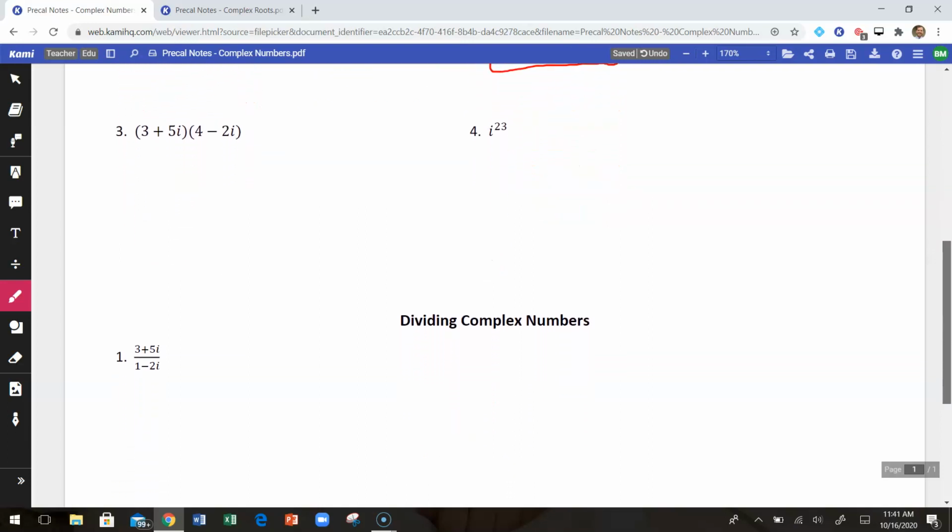When you multiply complex numbers, you're just going to do essentially the FOIL process. You're going to take 3 times 4, 12. 3 times negative 2i, that's negative 6i. 5i times 4, that's going to be plus 20i. And then 5i times negative 2i is going to be negative 10i squared, right? Negative 10i squared.